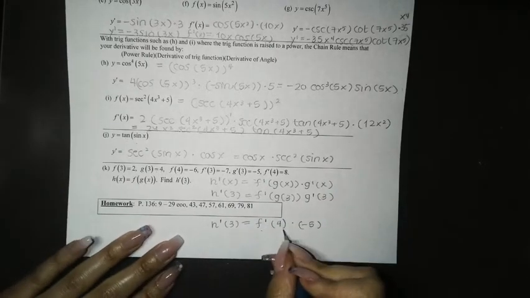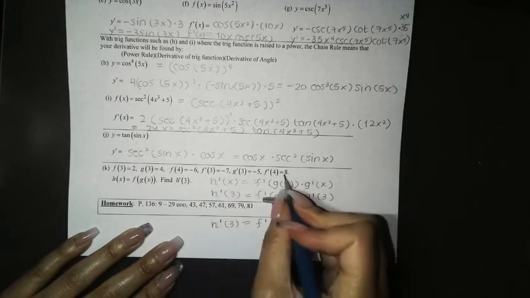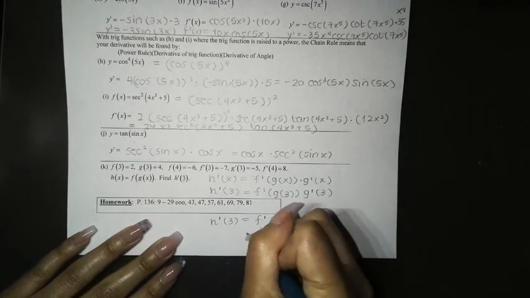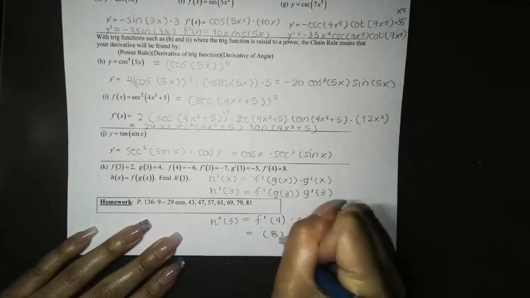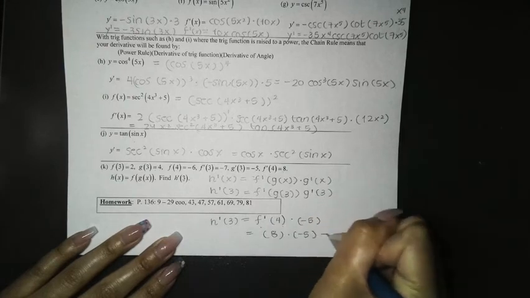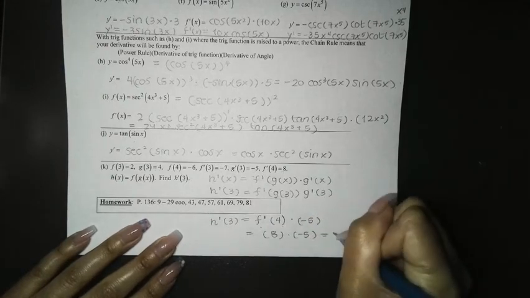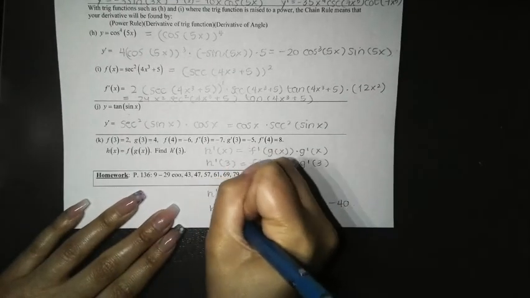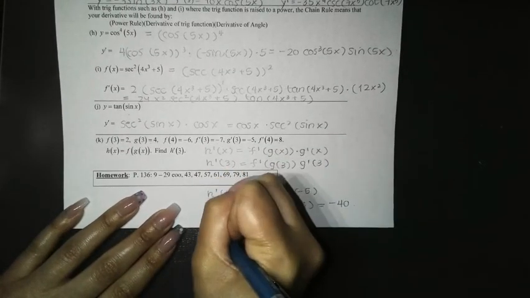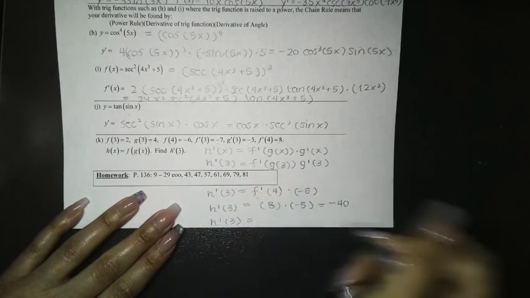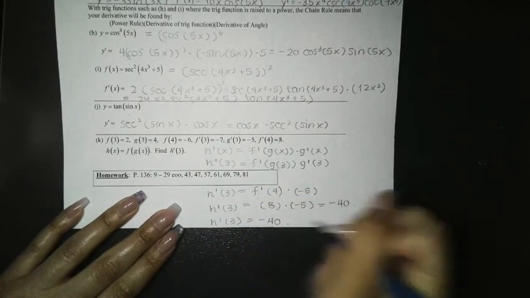Moreover, you have this situation. Are they giving you that? Absolutely. So you just plug it in. So you have 8 times negative 5, and this is going to be equal to negative 40. So thus, your h prime of 3 is equal to negative 40. And that's it.